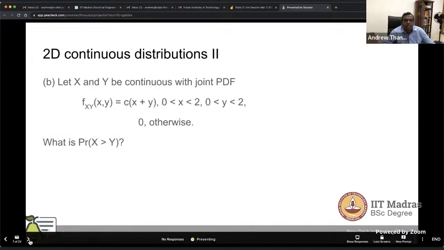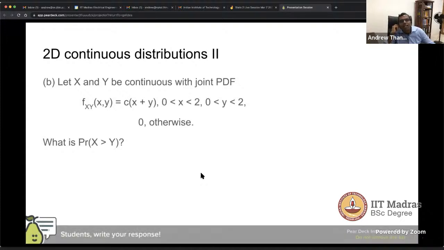The next question is very similar to before: the probability that x is greater than y. Again, you've got to use that C of 1/8 that you had from before to do this.